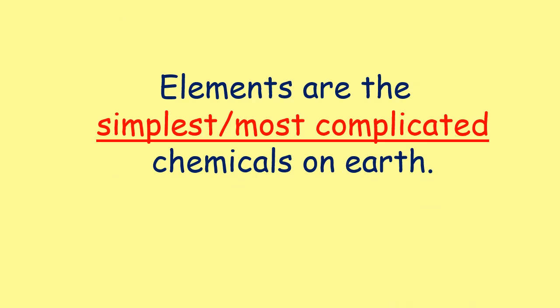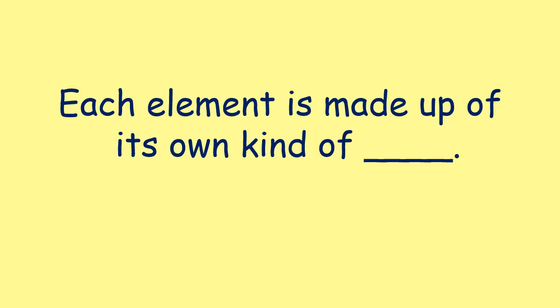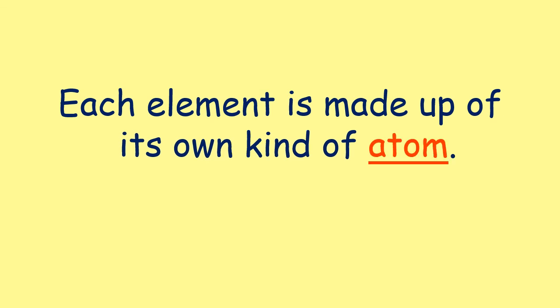So the first question is a revision question, and choose the right word or words. Elements are the simplest or the most complicated chemicals on Earth. Which one of those words is correct? Well, elements are the simplest chemicals on Earth. Each element is made up of its own kind or its own type of what? Well, that missing word is atom. Each element contains its own type or its own kind of atom.